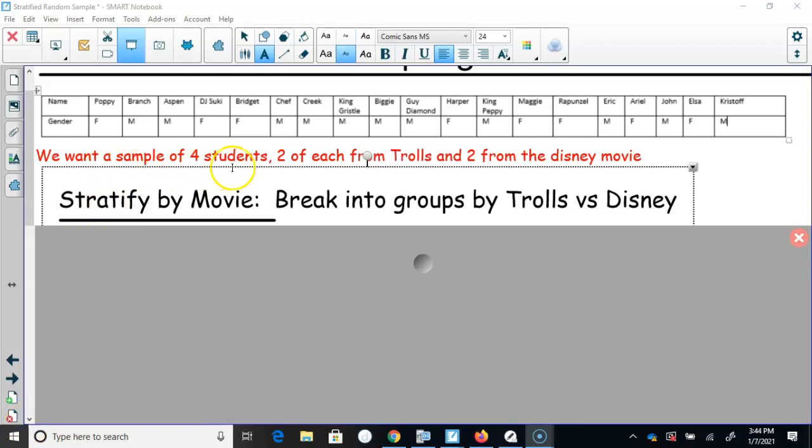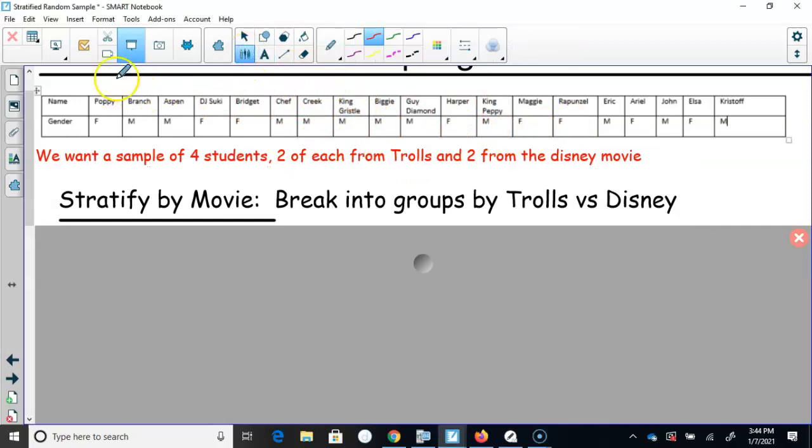Okay, so I want to sample 4 students. I know I said 6 before, but I'm changing it just to make this a little bit faster. It is possible if I put all these kids' names in a hat, I could pull out 4 of them and they could all be Trolls characters. Well, that's not necessarily representative of the population because I have Trolls characters, right? And then I have Disney characters.